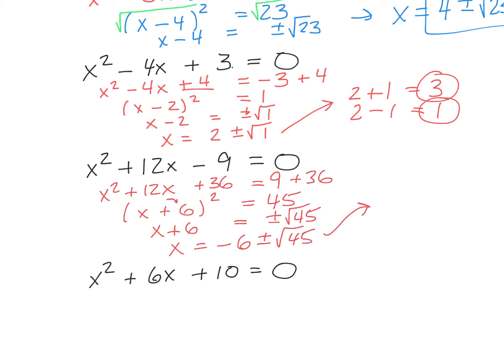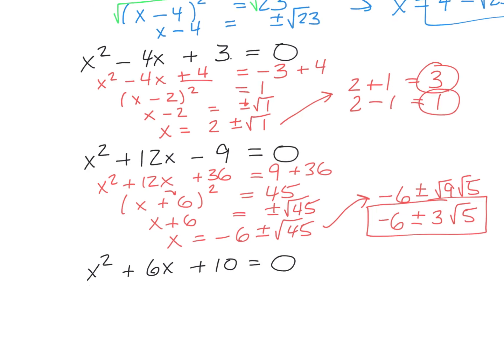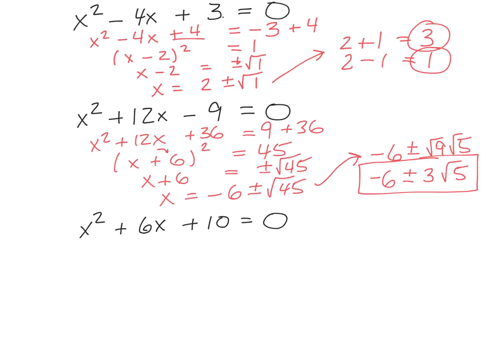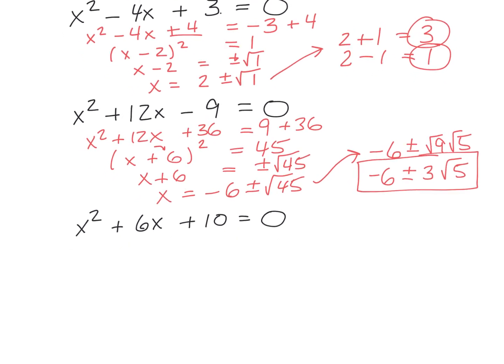Now, in this case, I don't know what the square root of 45 is exactly, but I could simplify that as root 9 root 5, which turns out to be 3 root 5. And those would be my two solutions, which again we could do on our calculator. We get some decimal values, or we could just leave it like that as long as it's simplified.